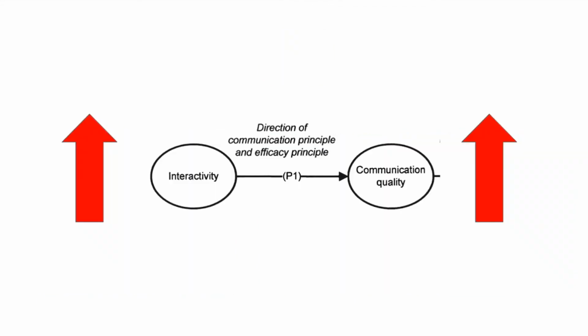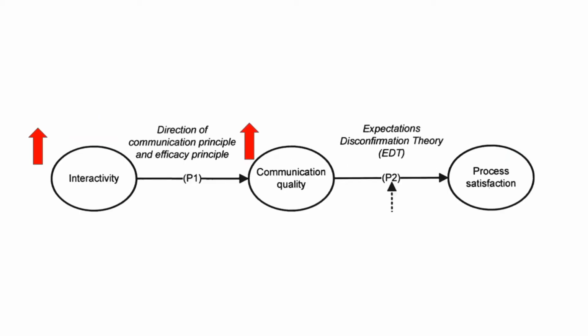More interactivity in the CMC makes room for better quality of that communication because of the control that CMC provides to the communicator and the ability to extend communication with only a virtual self. Communication is more open, efficient, and effective, all of which are the keys to higher quality communication. Now we can see by these red arrows here that as interactivity increases, so does communication quality.